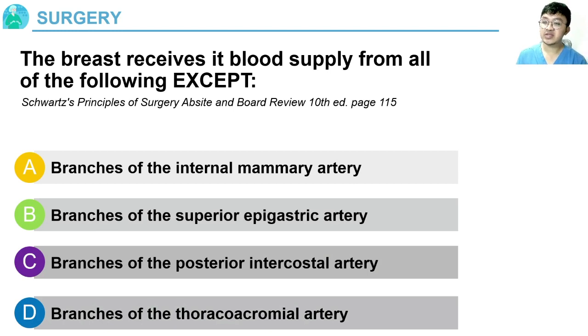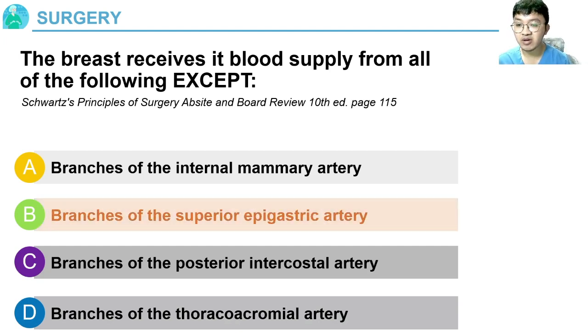Next, the breast receives its blood supply from all of the following except: A, branches of the internal mammary artery; B, branches of the superior epigastric artery; C, branches of the posterior intercostal artery; or D, branches of the thoracoacromial artery. The correct answer is letter B, branches of the superior epigastric artery. The internal mammary artery, posterior intercostal artery, and thoracoacromial arteries all give branches to your breast, except the superior epigastric artery.